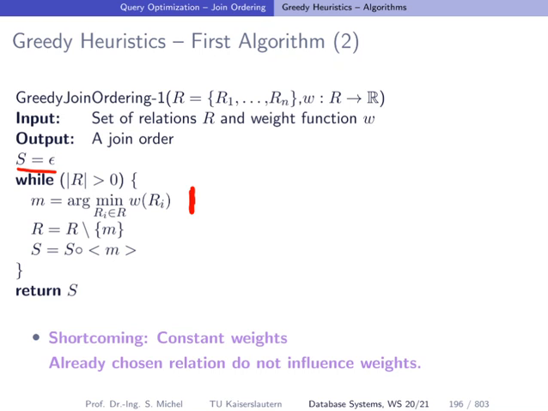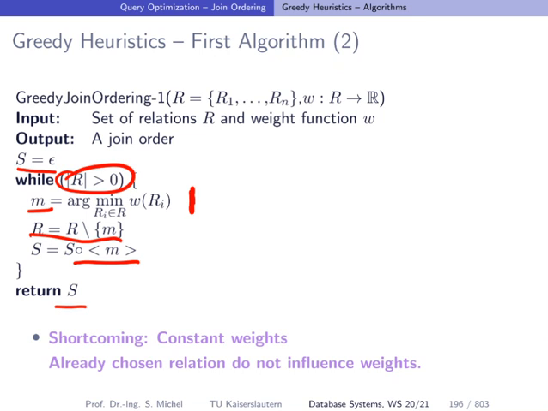Okay, so this is now m. Then we remove the relation we just picked from our set of relations and append it to our sequence. When we are done, we return the sequence. Then we take the sequence and put the sequence as the leaf nodes of our left deep tree.